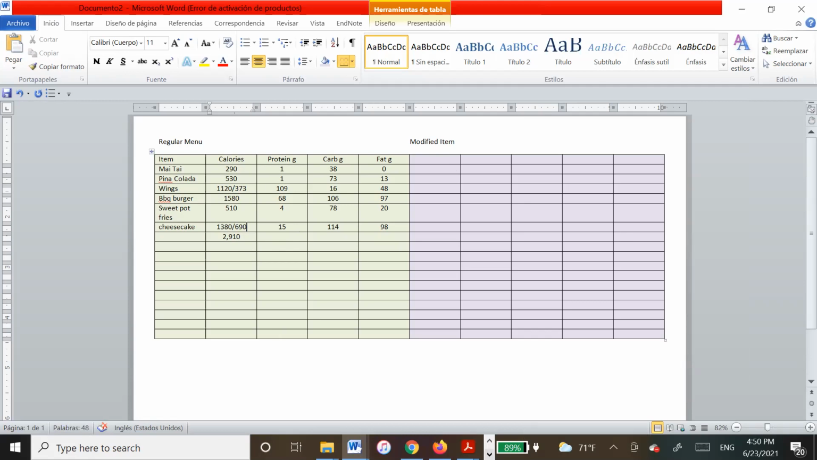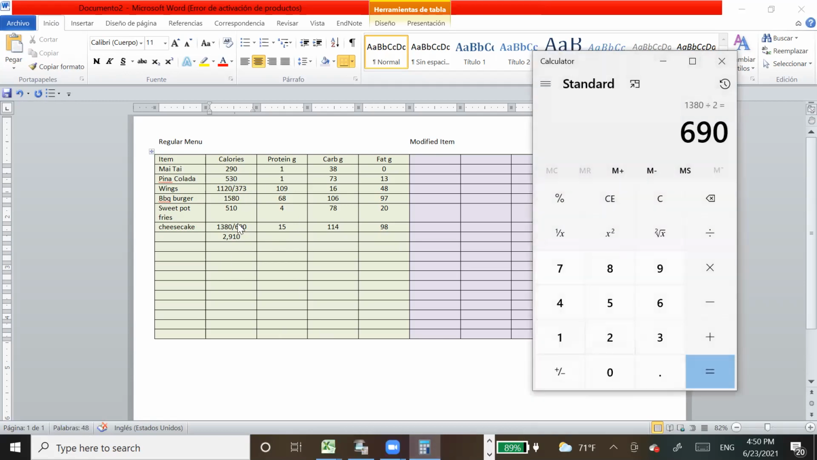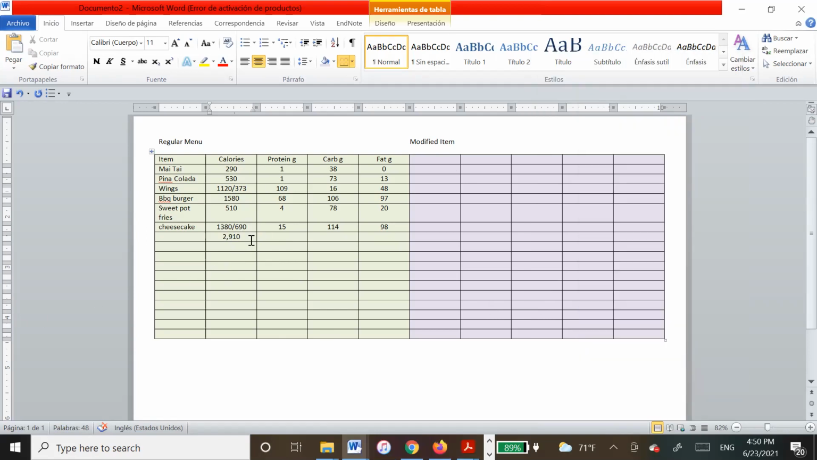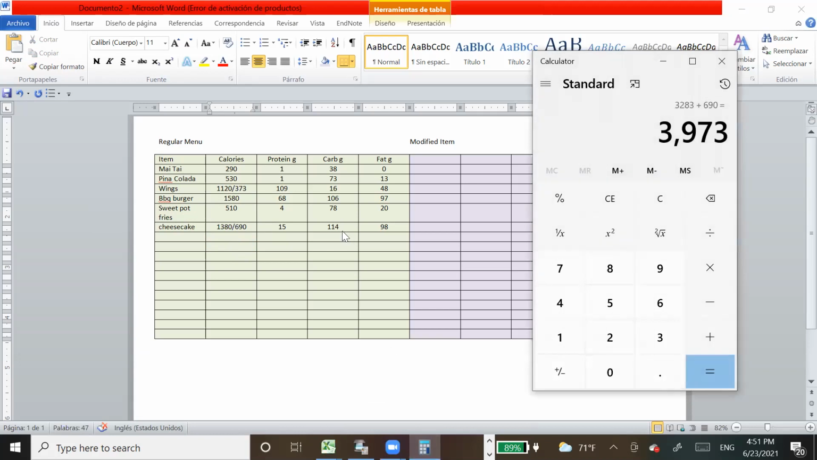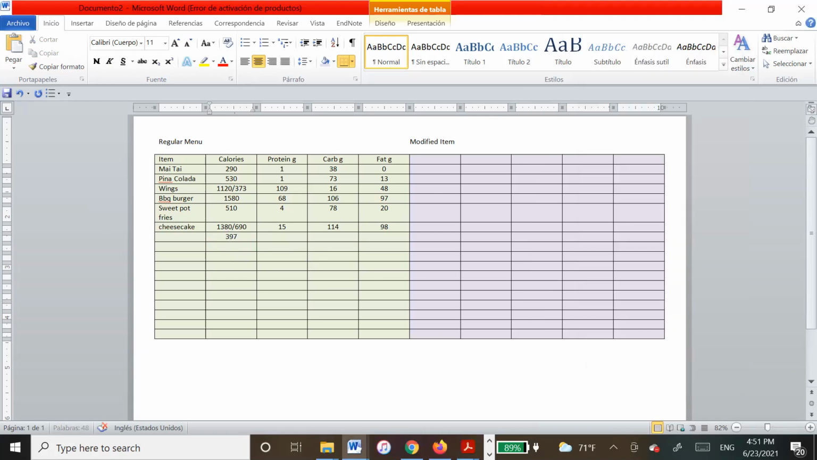So what I'm going to do now is add these other two items that I didn't add to the 2,900 that I already have, right? So I'm going to go 2,910, and I'm going to add the 373 from my wings plus the 690 for my cheesecake. So my celebration meal came out to not 2,900, but 3,973. Alrighty, so this is how many calories I consume.